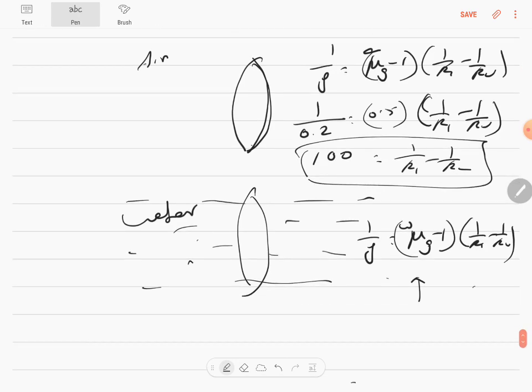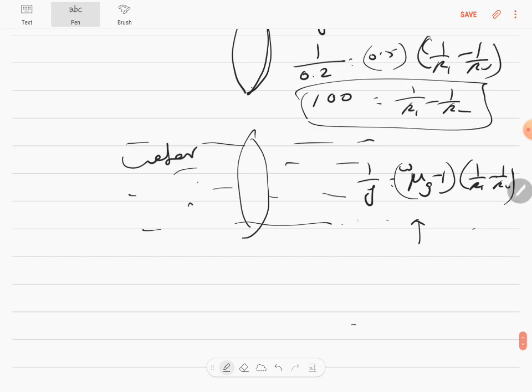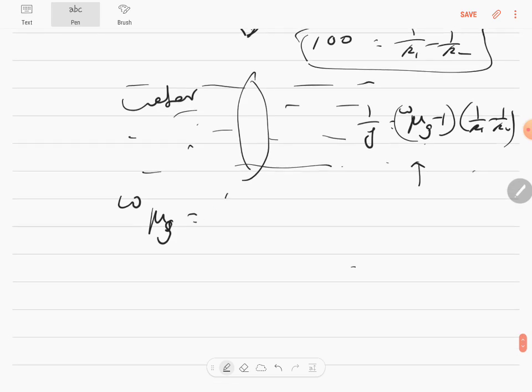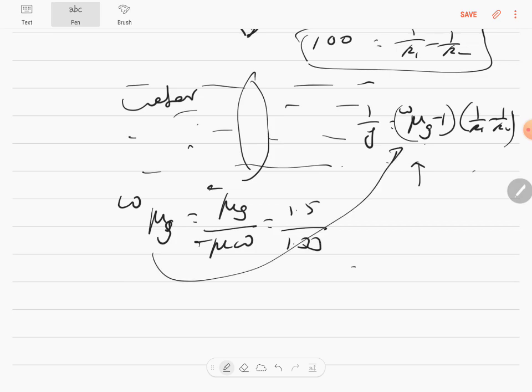Now coming back to this, you have to find the focal length when this itself, mu of glass with respect to water, which is nothing but mu of glass by mu of water, both of them with respect to air. Mu of glass with respect to air is 1.5. Mu of water with respect to air is 1.33. So in this place I should substitute only that, which is 1.5 by 1.33.